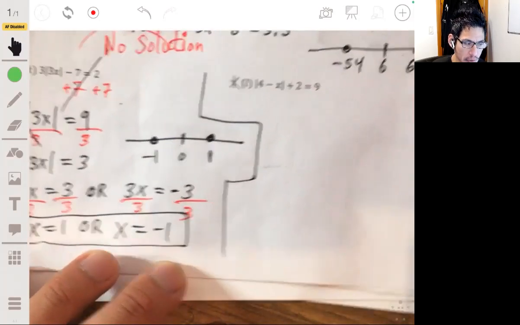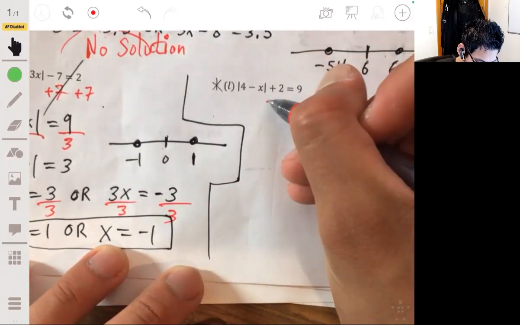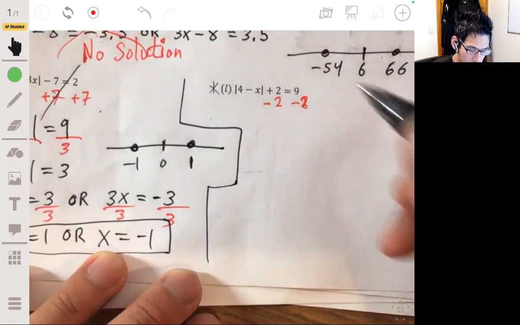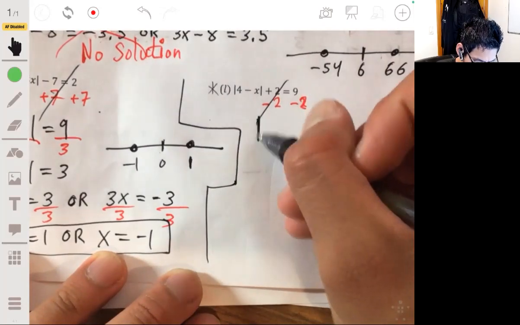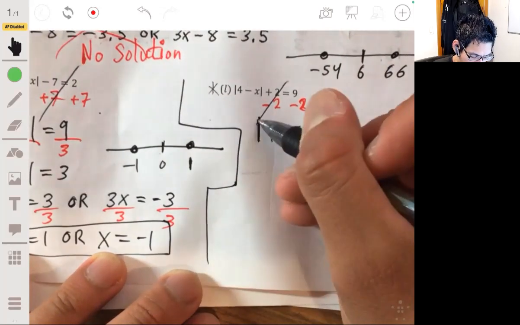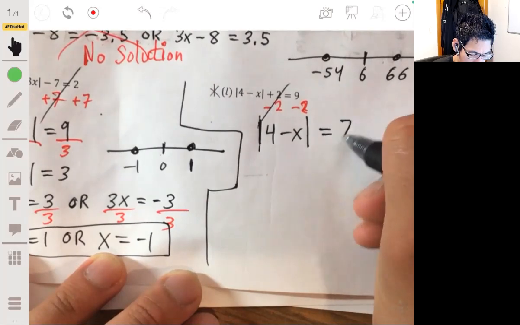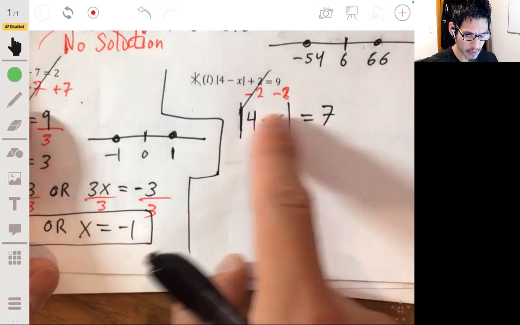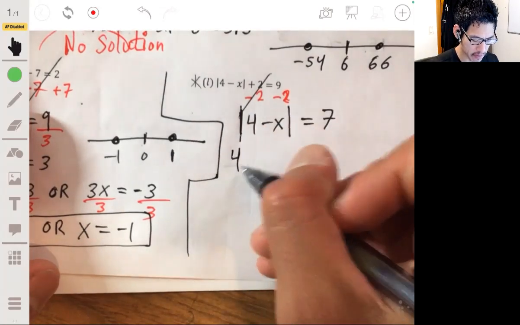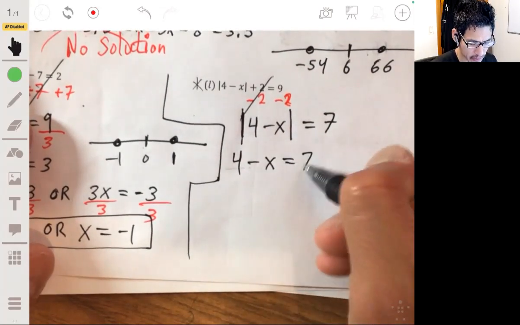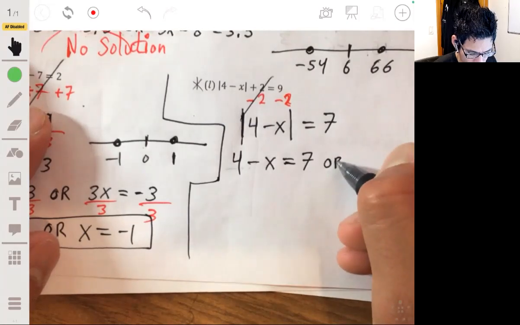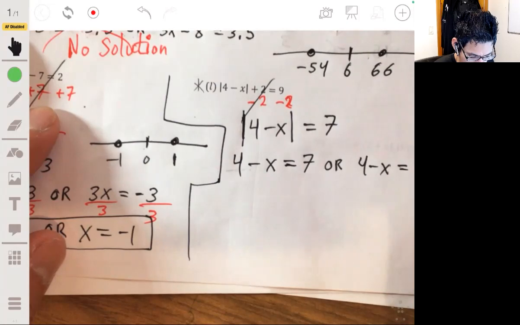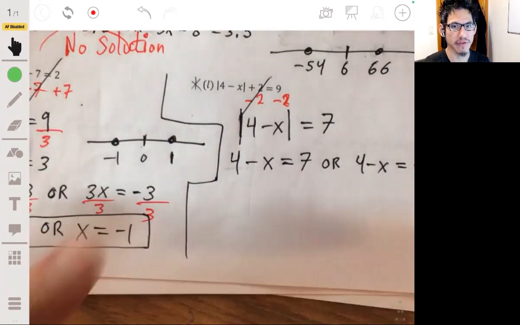All right, let's do one more. For L, begin by adding or subtracting 2 from both sides. We'll get the absolute value of 4 minus x is equal to 7. Then we set up our two equations. 4 minus x equals 7, or 4 minus x equals negative 7.